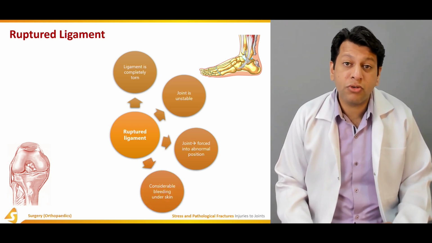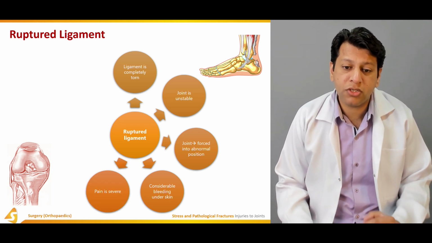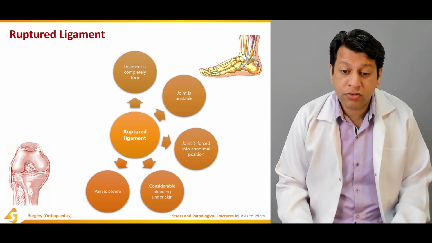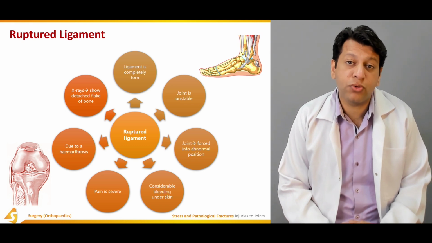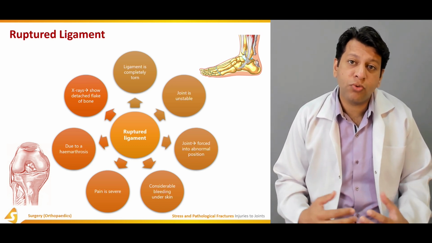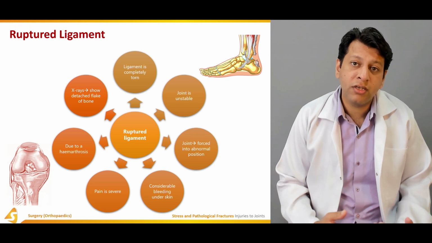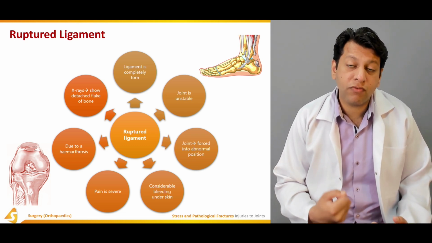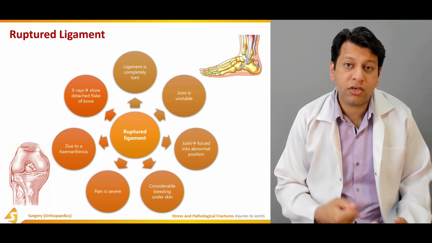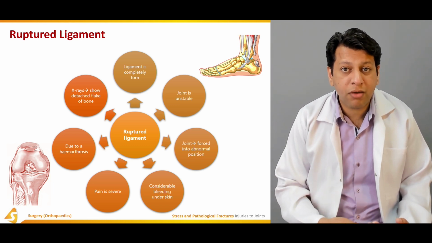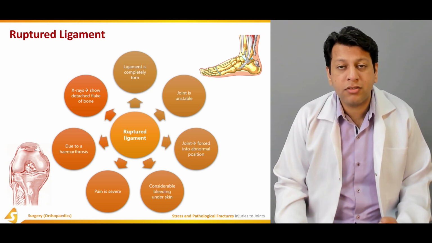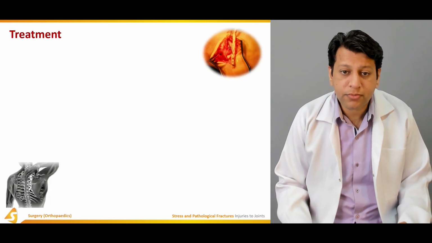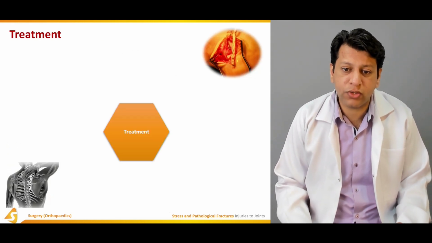Considerable bleeding under the skin usually occurs if there is a complete rupture. This leads to hematoma formation. There may be bruising over the skin as well. Pain is severe. There's massive swelling due to hemarthrosis, and you may actually see a detached flake of bone as well, because these ligaments attach one bone to another, and sometimes the force is so much that they are not ruptured from the bone. Rather, they take a bony piece out, so there is a fracture of the bone along with the ligamentous rupture. So if that happens, what is the treatment of choice?